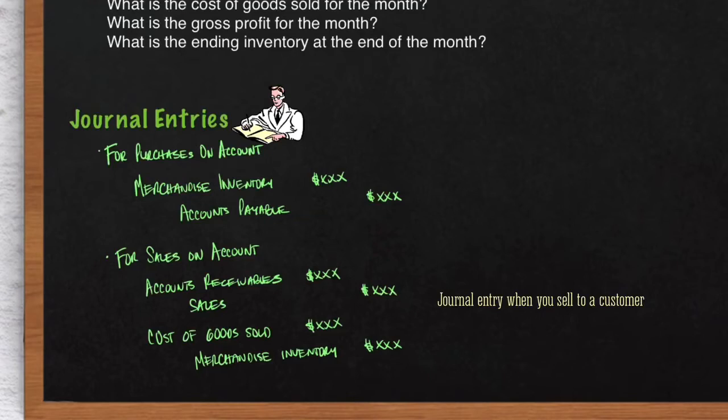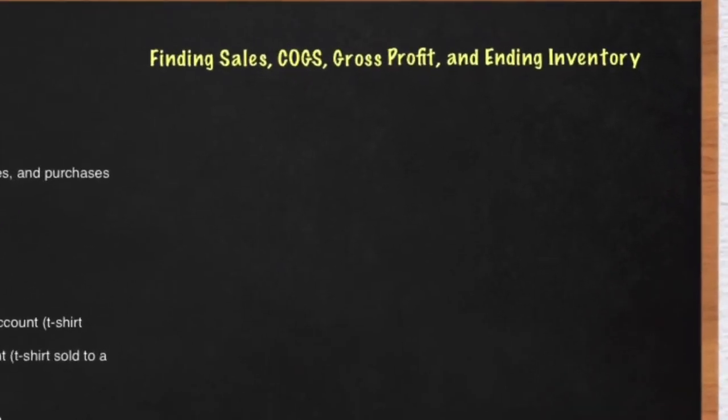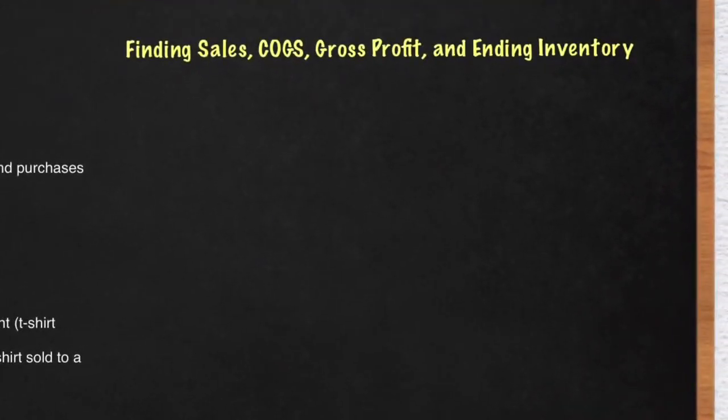So there you have it, two sets of entries. If it's a purchase, it's the first set, and if it's a sale to a customer, it's the second set of entries. Now let's calculate sales, cost of goods sold, gross profit, and ending inventory.